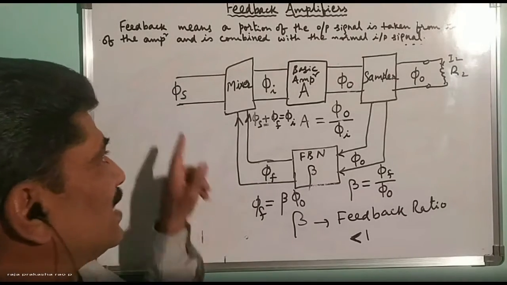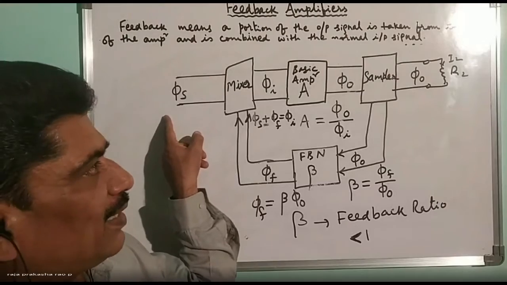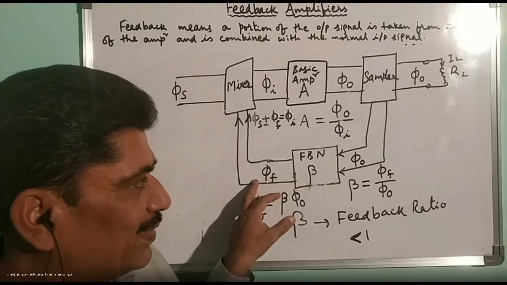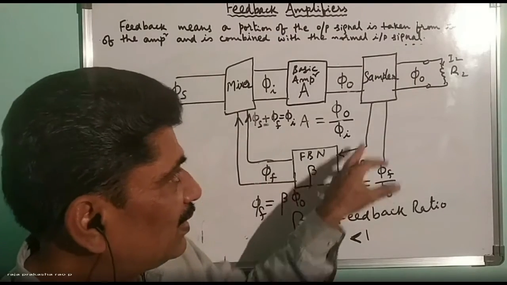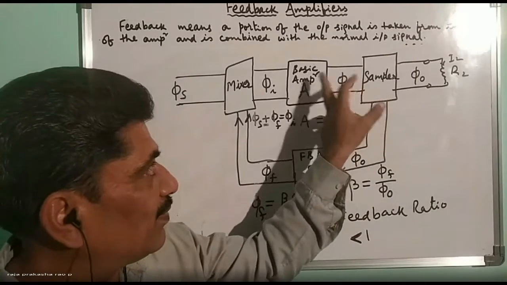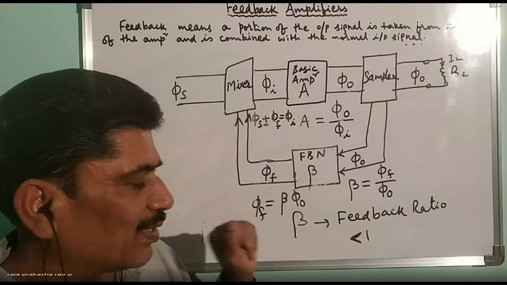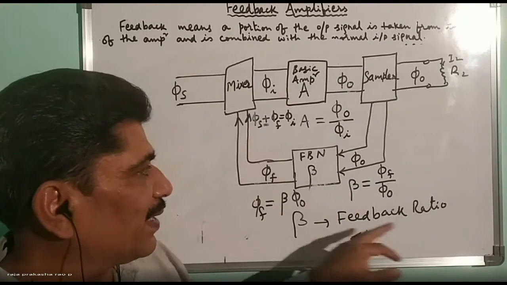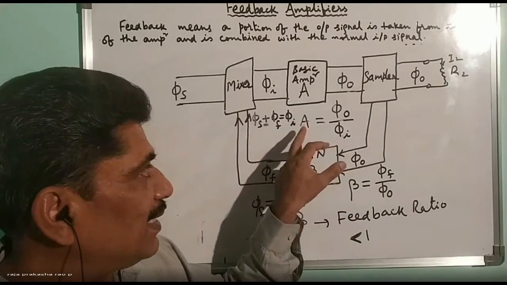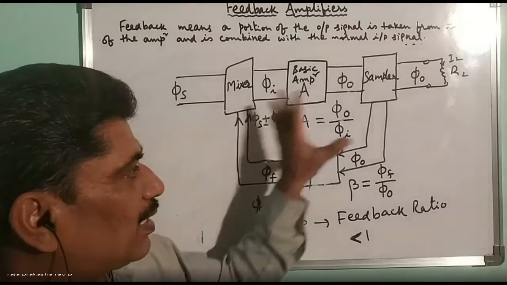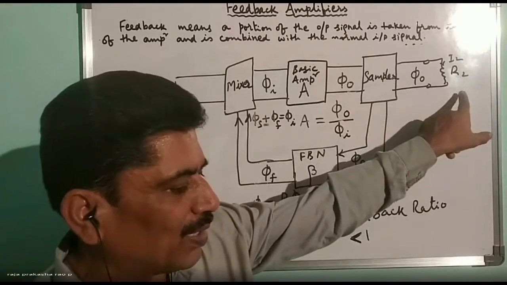I think you know what is Vs. Vs is nothing but a small AC signal, and Vo is the output signal. Okay, and Vf is the feedback signal, and the Vo is here only. You can say that is the output signal for this basic amplifier, and it is the input signal for the feedback network. And beta is the feedback ratio, and what is A? A is the voltage gain of the basic amplifier. Okay, I think you understood all these parameters. Now RL is the load resistor.